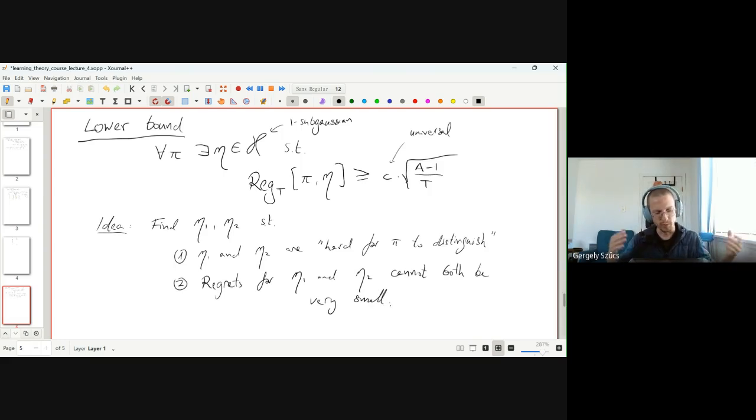And I guess these two properties are creating opposite pressures to each other, where if eta 1 and eta 2 are very similar to each other, then you would expect they would have quite similar regrets as well. So we're going to have to find a balance between these two properties that creates enough of a gap between them to have a lower bound. Does this high-level plan make some sense?